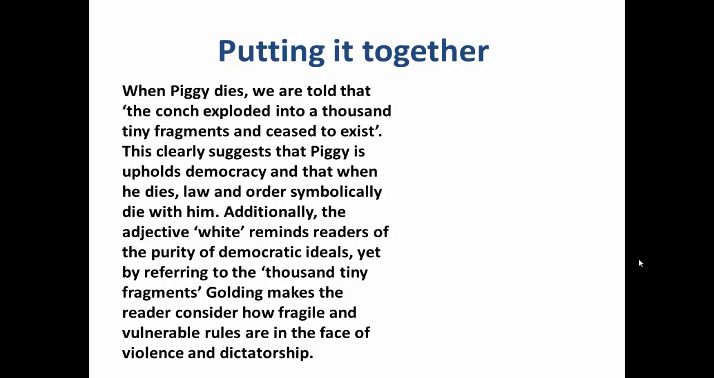When Piggy dies, we are told that the conch exploded into 1,000 tiny fragments and ceased to exist. This clearly suggests that Piggy upholds democracy, and that when he dies, law and order symbolically die with him. Additionally, the adjective white reminds readers of the purity of democratic ideals, yet by referring to the 1,000 tiny fragments, Golding makes the reader consider how fragile and vulnerable rules are in the face of violence and dictatorship.